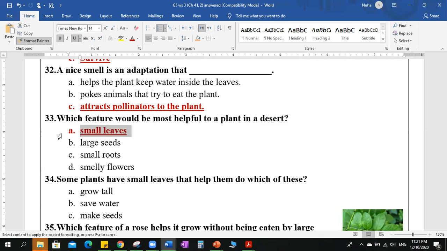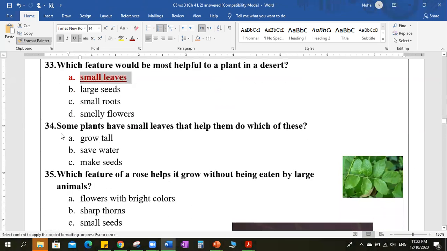They are in the desert, so they will never get enough water as long as they want, so they have to save the water in case there was a long period of drought. In the next question, it's the same thing. Some plants have small leaves that help them do which of these, which is save the water.